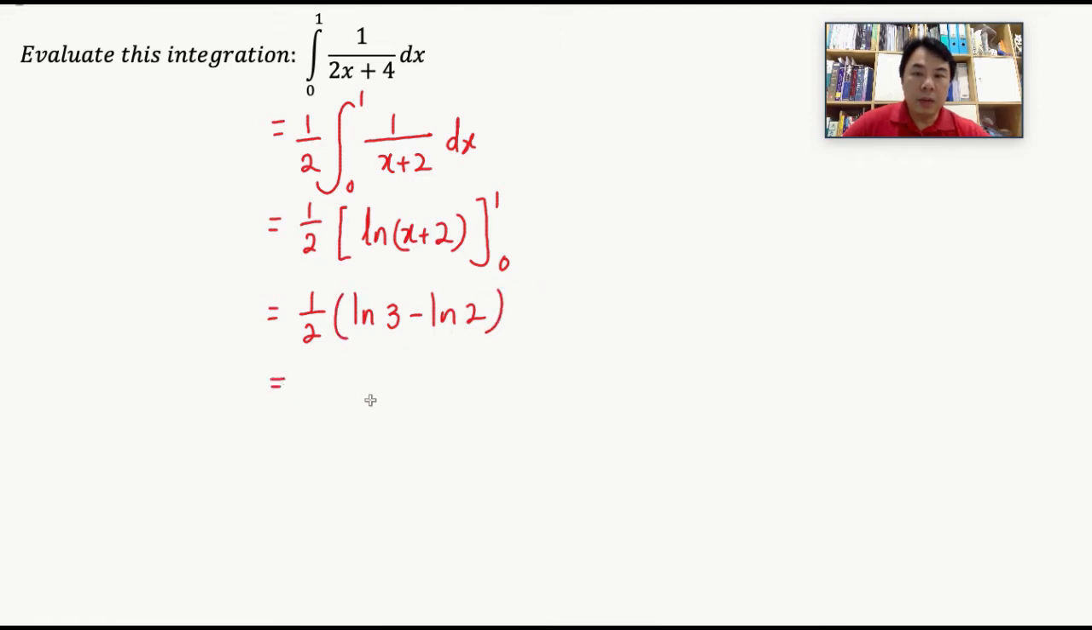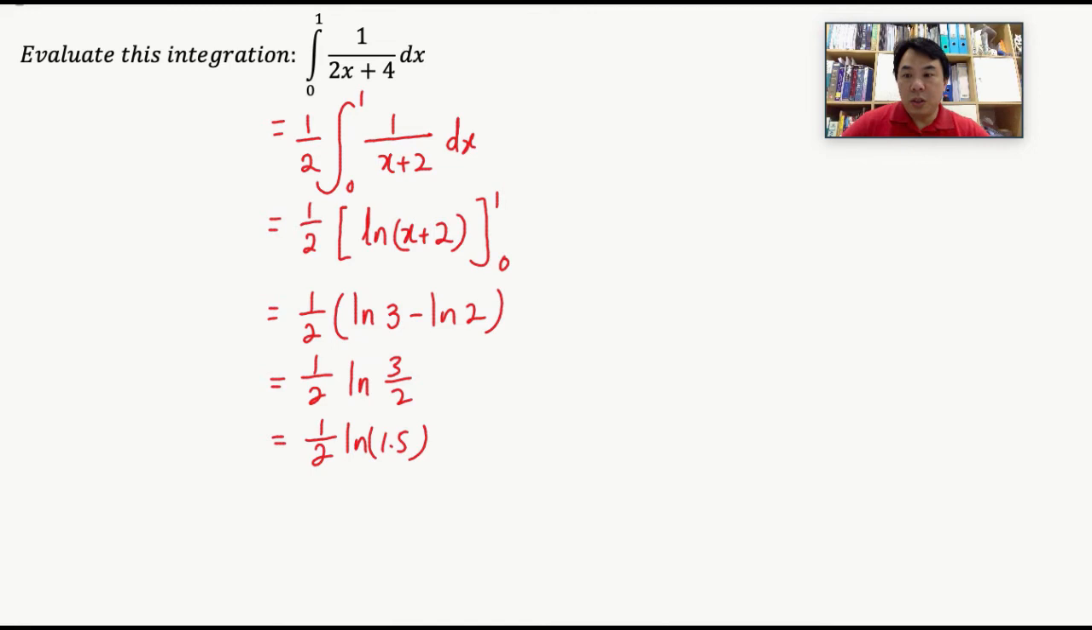And then of course we can simplify that to half ln, by applying the logarithmic property, we will be able to get ln of 3 over 2. Right? Okay, so there you have it. Or you can write that as 1 over 2 ln 1.5. Okay, so that will be our exact evaluation of this integration here. I hope that is clear.